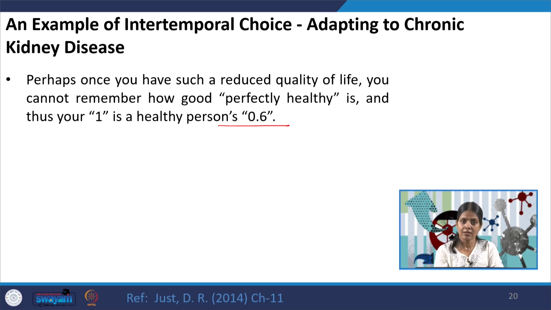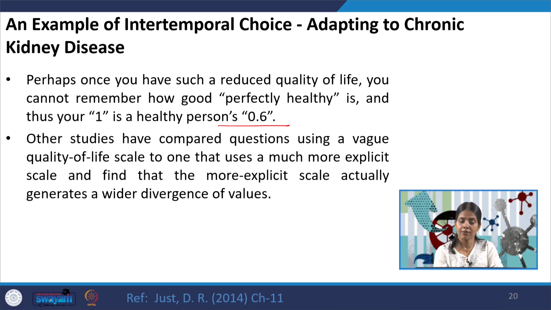Well, this is still somewhat unlikely. Other studies have compared questions using a vague quality of life scale to one that uses a much more explicit scale, and find that the more explicit scale actually generates a wider divergence of values.